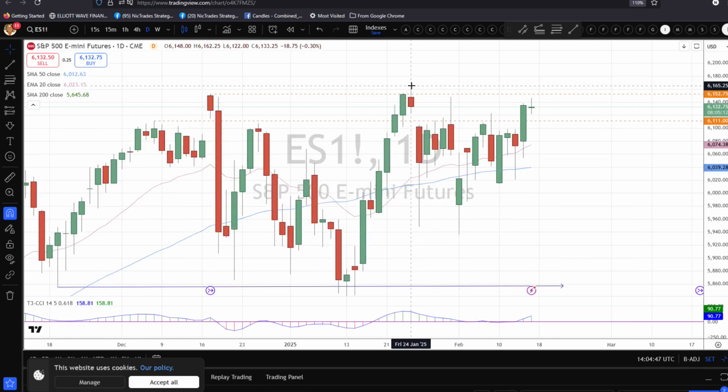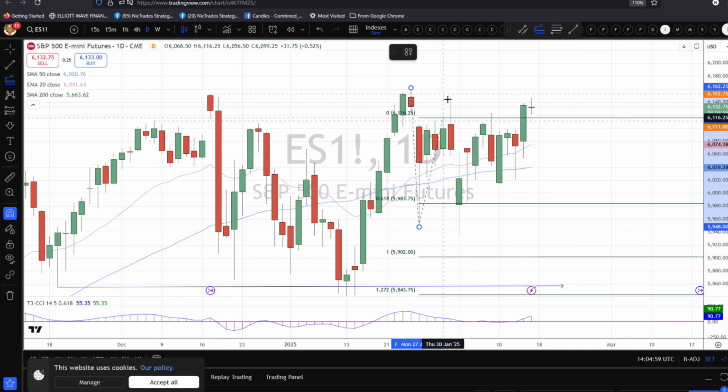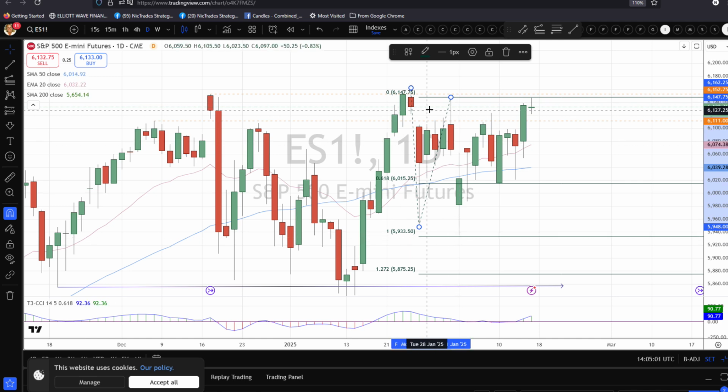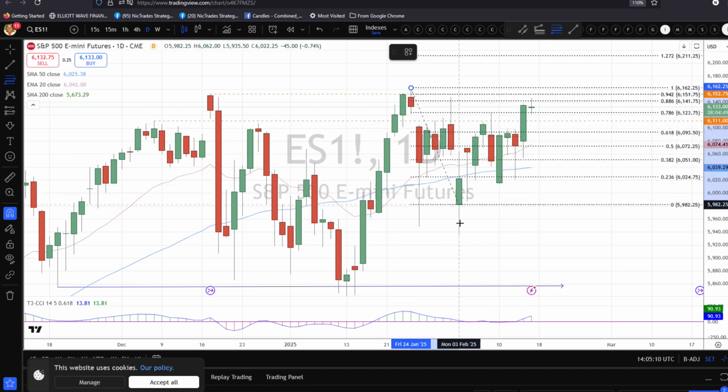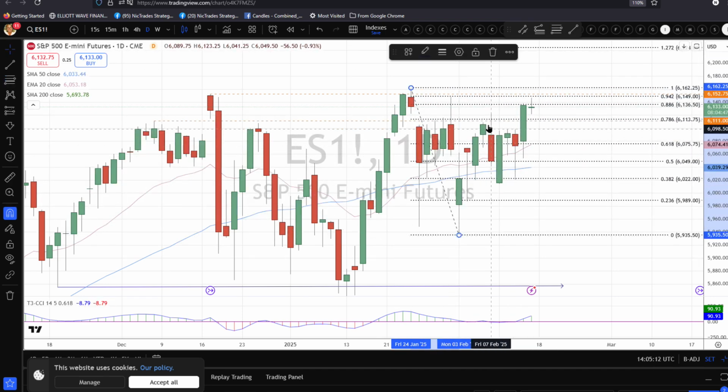For example, from this high that we made on the 24th of January, this was a textbook, really beautiful looking 3-wave equal measured move correction, and up we went. So if I measure from this high to low, here's our equal measured move. When you do that, the most common retrace is a 786 fib. So if I draw from this high to the low, remember both swings, 786 is where we got to.